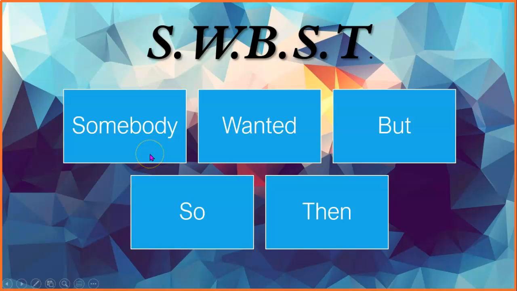Somebody is the main character, wanted, what did they want? But then what happened that stopped them from getting what they wanted? So what did they do next? Then how did the story end? It's really simple when you put it that way, but we have to make sure that we're picking the right events and details.